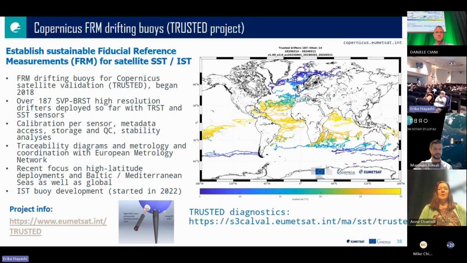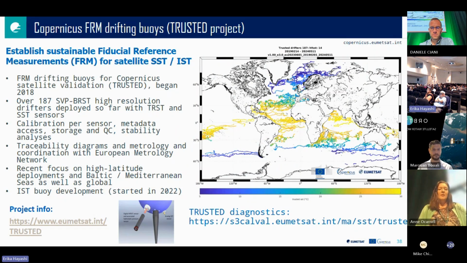The Trusted Project began in 2018, and this was really to establish a sustainable FRM for satellite SST and later IST as well. So far we've deployed over 187 SVP BRST high resolution drifters. I'll come to the description of the buoys in a minute, but they have both high resolution TRST sensors and the traditional SST sensors.